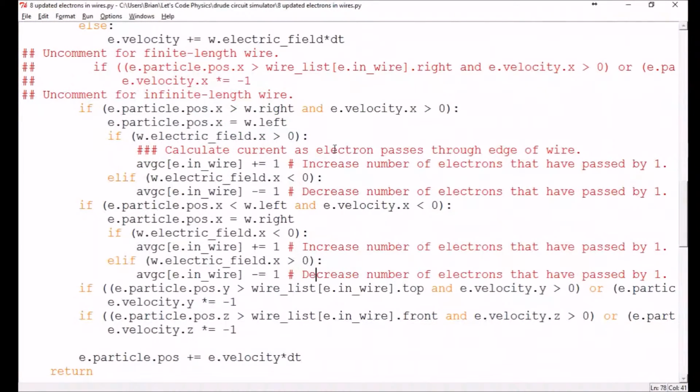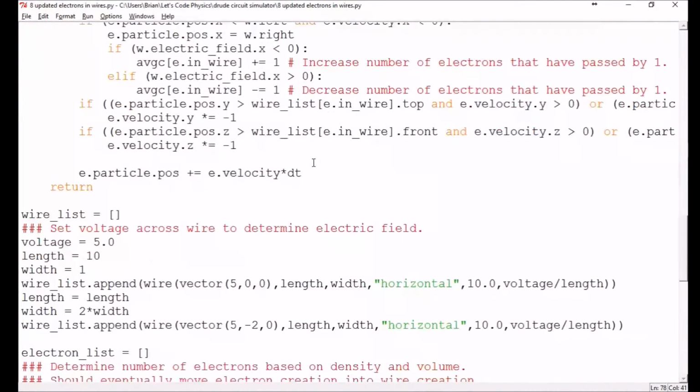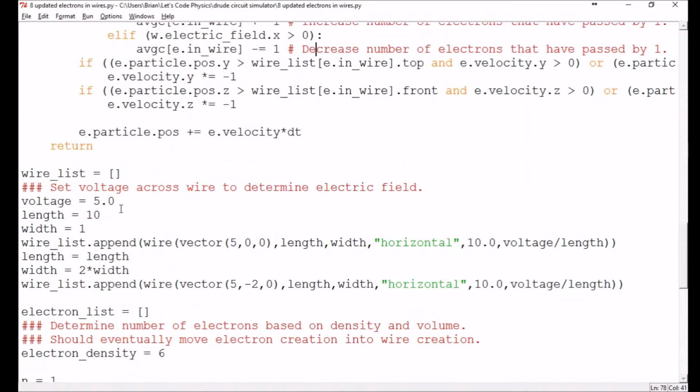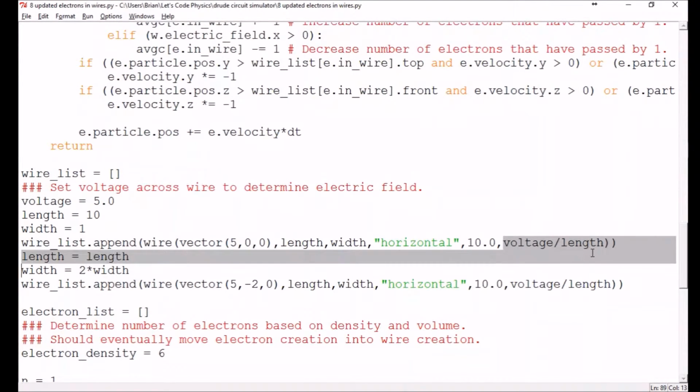Let's see, the next thing that I had to add in, getting ready to set up more complicated circuits, I need to start thinking in terms of voltage and not just the electric field. And so the electric field is determined by the voltage per unit length.